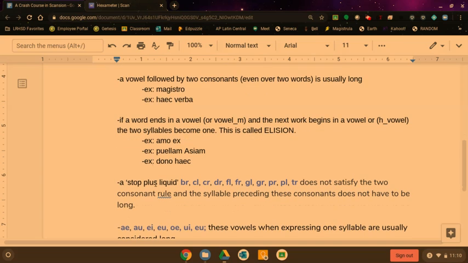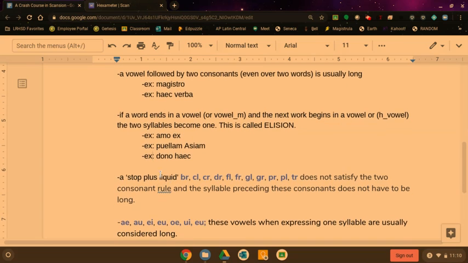There are some obscure rules, which you can reference if you just have them next to you. A stop plus liquid are these combinations of consonants, and they don't satisfy as being two consonants in a row. You basically ignore them, so they don't necessarily make the preceding syllable long. Typically, they're actually short.